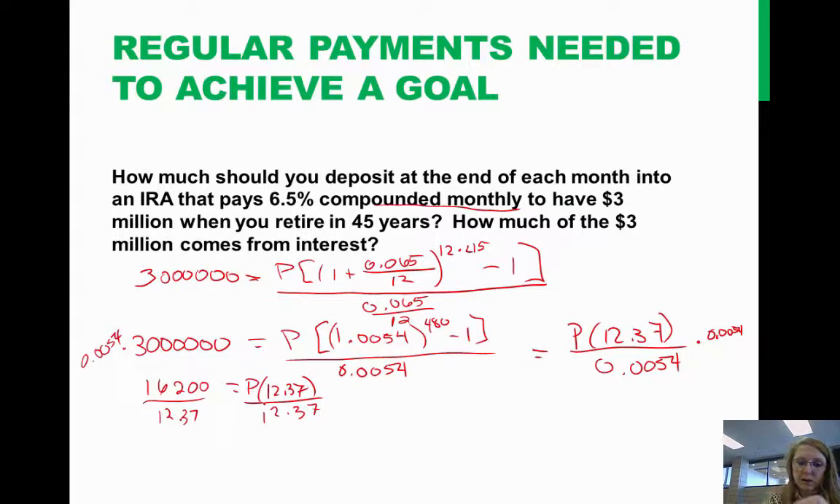So when I do that, I get $1,012.62. And that's how much we would be paying per month for 45 years in order to get $3 million when I retire 45 years from now.